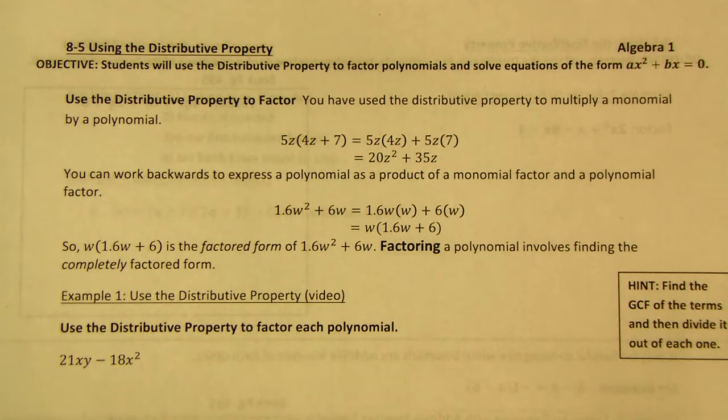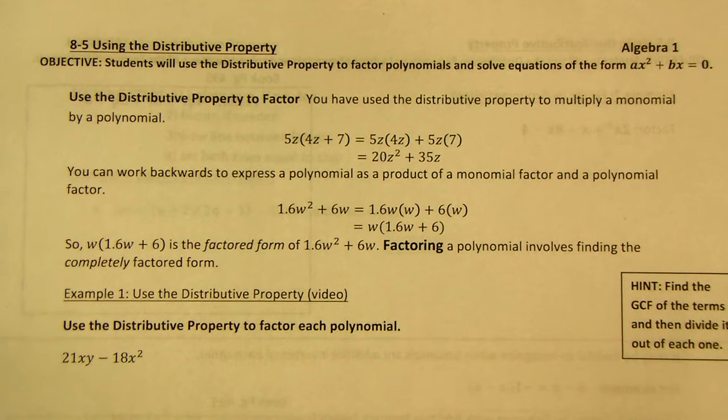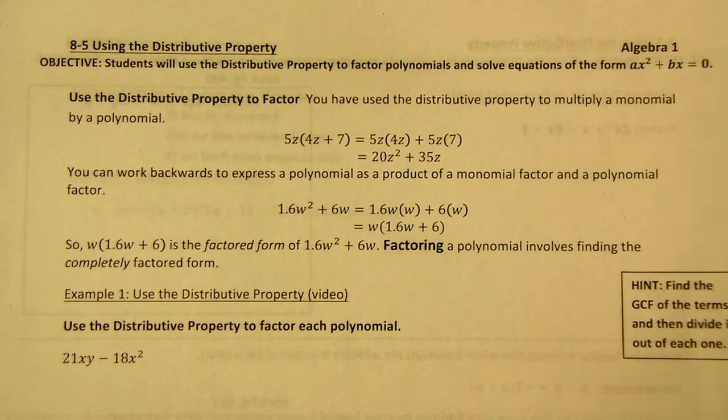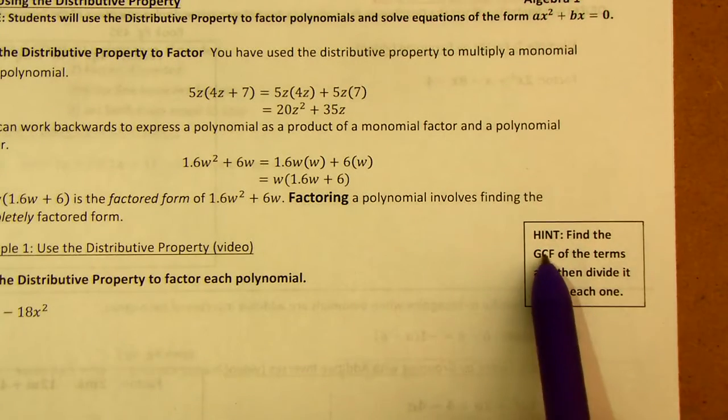Quick little synopsis of Chapter 8, Lesson 5, using the distributive property. Realistically, in this lesson, though, we're using the distributive property to go backwards. We're finding, as it says, the greatest common factor of the terms. So there's a couple examples there, but I'm going to dive right in here.